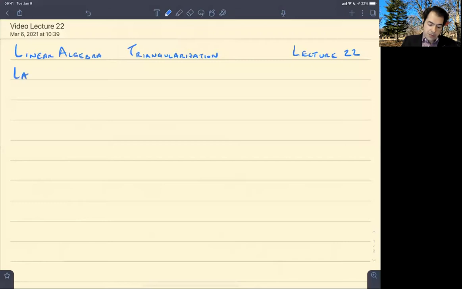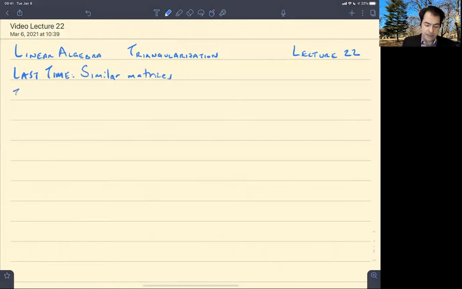Last time, we talked about similar matrices. So these are the matrices that represent the same linear map, right? So you have a single linear map, but depending on your choice of coordinates, it has different matrix representations.